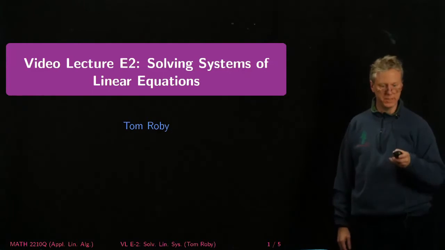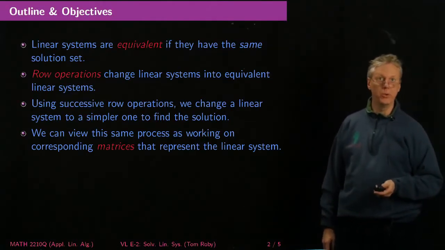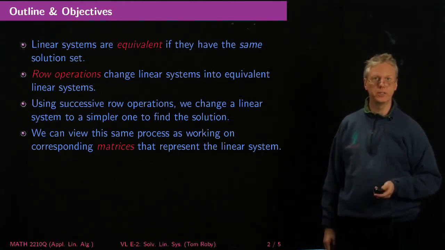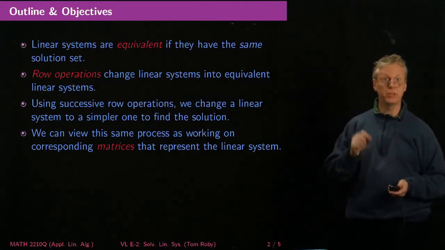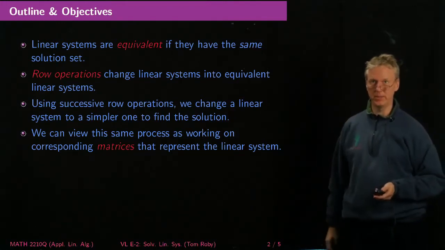This is on solving systems of linear equations. So we know what a linear system looks like now. We'll call two linear systems, or systems of linear equations, it means the same thing, equivalent if they have the same solution set. They could look very different, but if they have exactly the same set of solutions, then we call them equivalent.